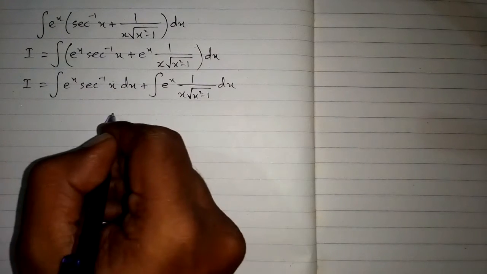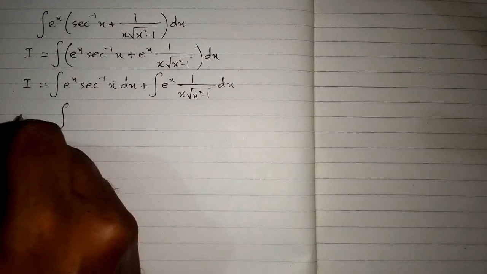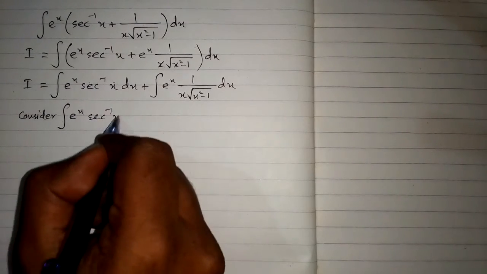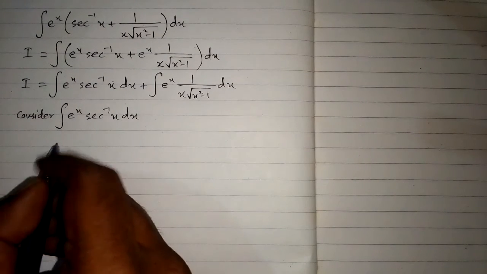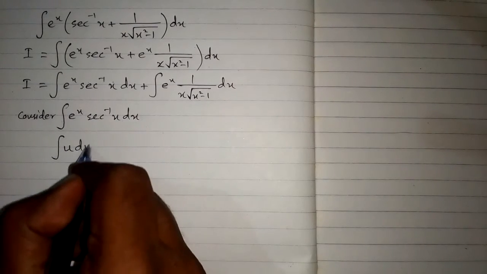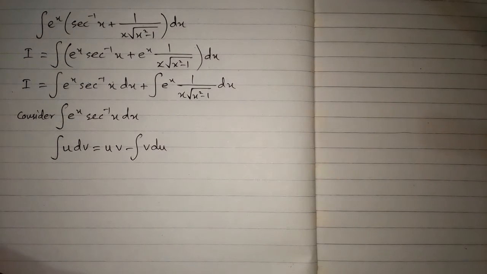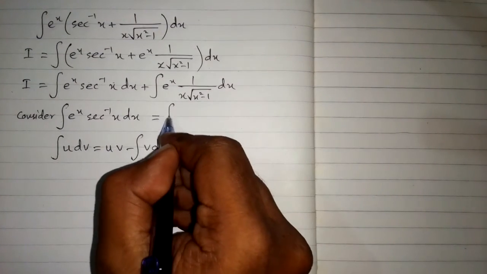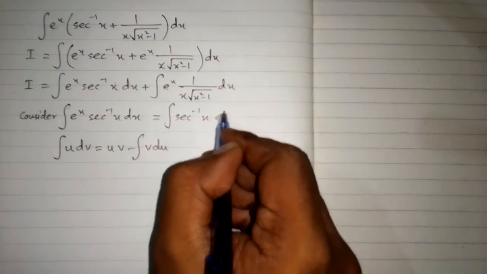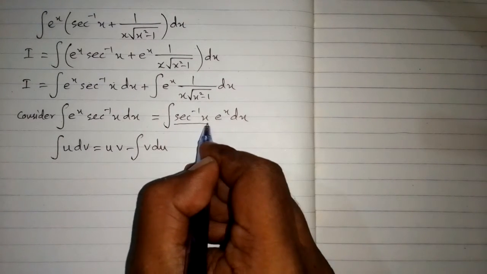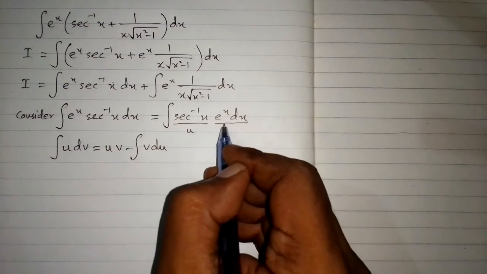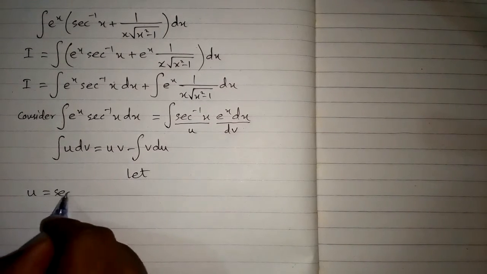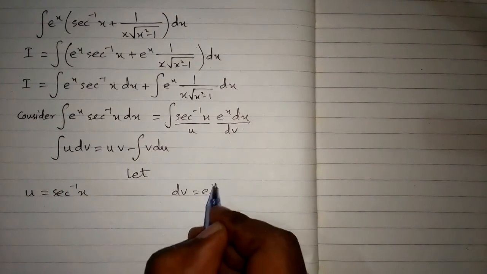So first of all we will consider this integral, integral of e to the power x sec inverse x dx, and the formula for integration by parts is integral of u dv is equal to uv minus integral of v du. Now we have to choose what is u and what is dv in this integral. So this integral can be written as integral of sec inverse x e to the power x dx. Now we can suppose sec inverse x as u and e to the power x dx as dv. So let u is equal to sec inverse x and dv is equal to e to the power x dx.